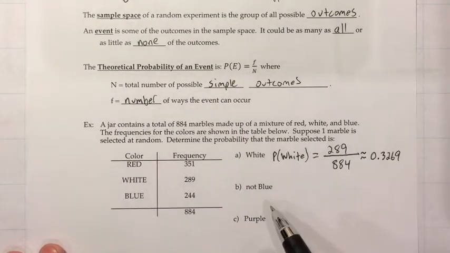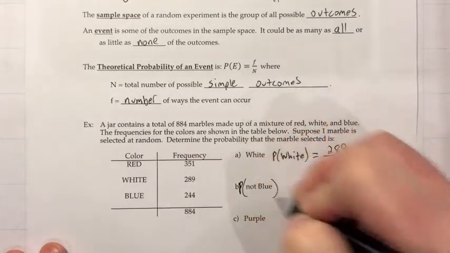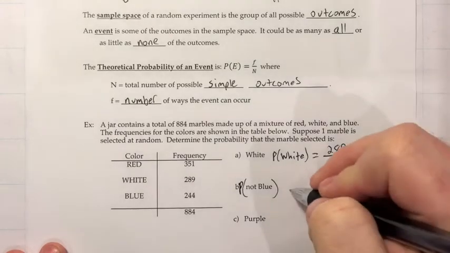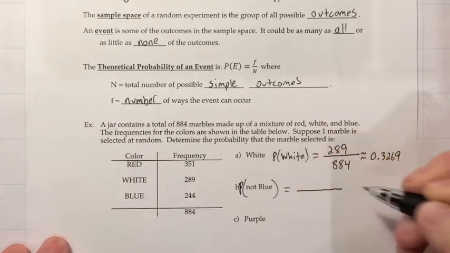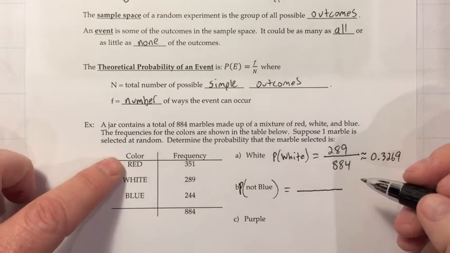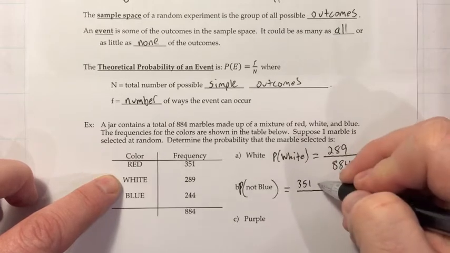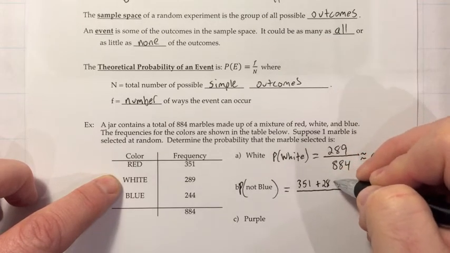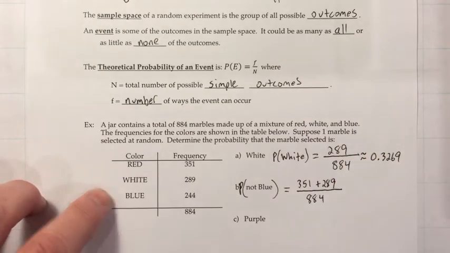What's the probability that the marble is not blue? And we just go ahead and add the structure right there. So what's the probability that you don't get a blue marble? Well, there's 2 ways that you can handle that. One of them, you could think, all right, what kind of marbles are not blue? Red ones and white ones. So there's 351 red ones plus 289 white ones out of 884 marbles, and that would be a perfectly okay way to do that.